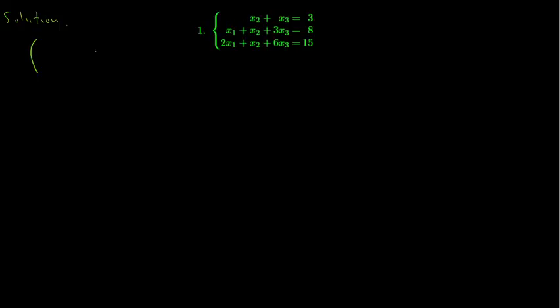0, 1, 1, 3 is the first row. The second row, I think, is 1, 1, 3, 8. The third row is 2, 1, 6, 15.